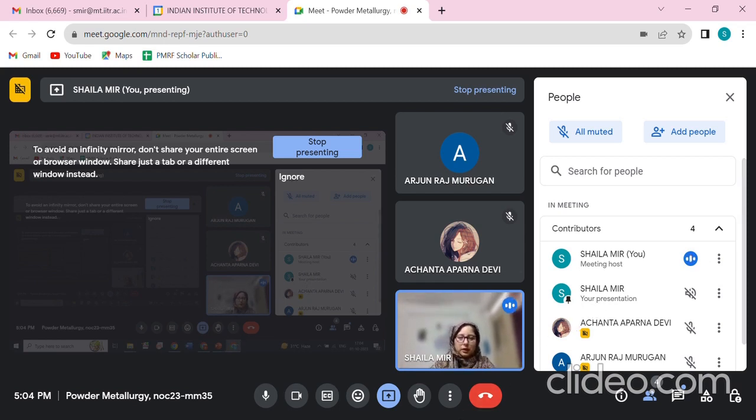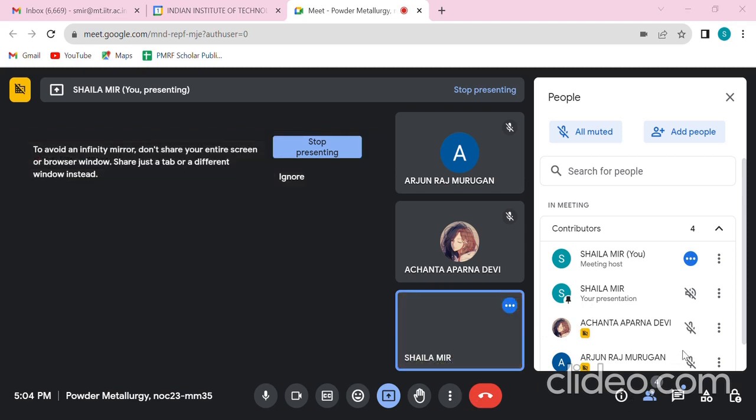So I think we can start now. First we'll try to solve some of the MCQ-based questions, and then we'll move to some numerical questions. This is mostly based on sintering and related phenomena, so the questions will basically be focused on sintering.